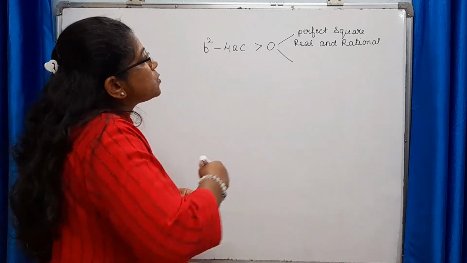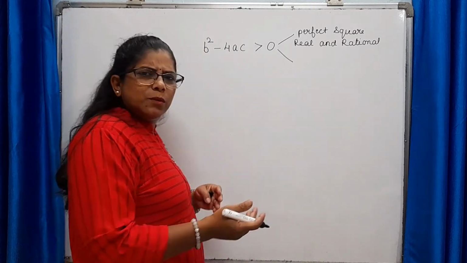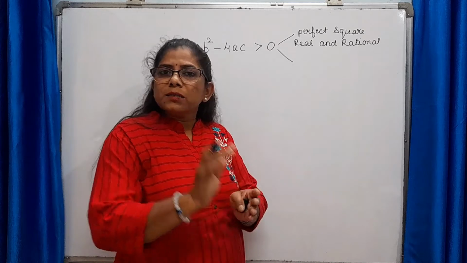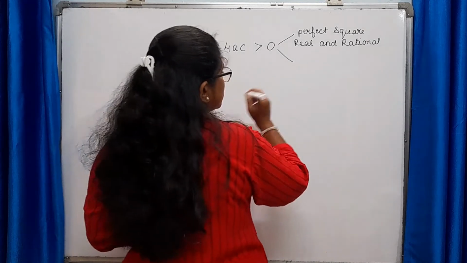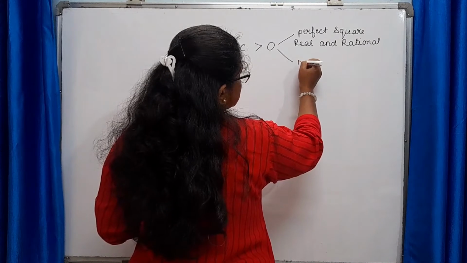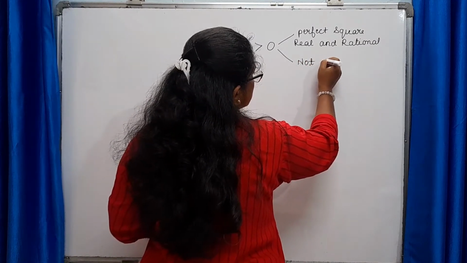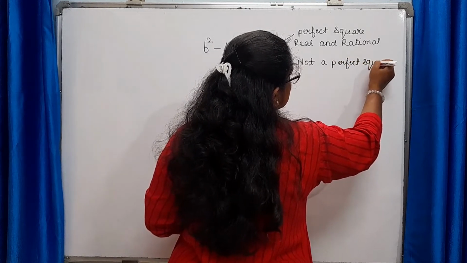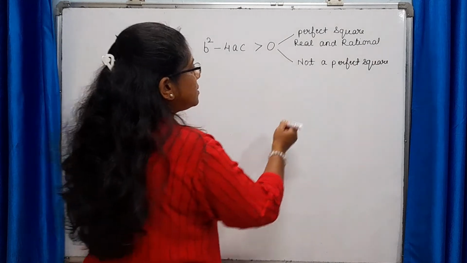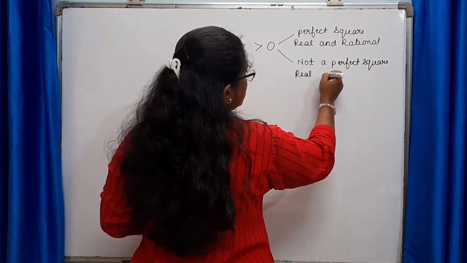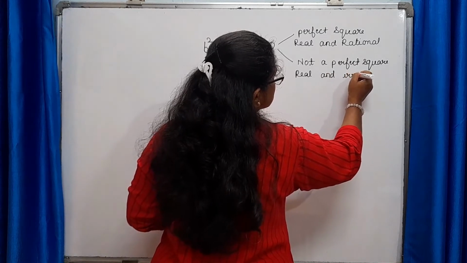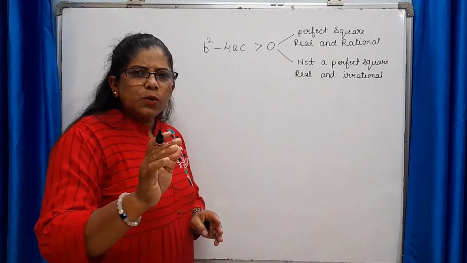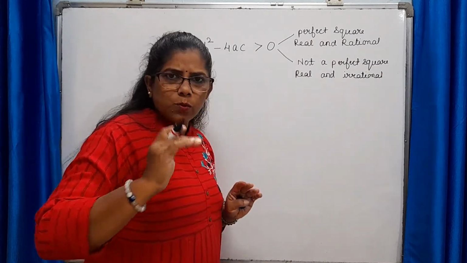Now if it is not a perfect square, means any other number, 13, 19, 24, 39, any other number but greater than 0, then in such case, how are the roots? The number is greater than 0 and it is not a perfect square, then in this case, roots are real and irrational. Don't worry, I'll explain all these things with one example.